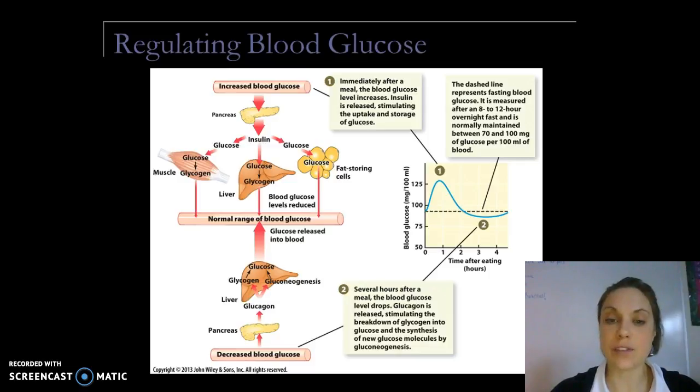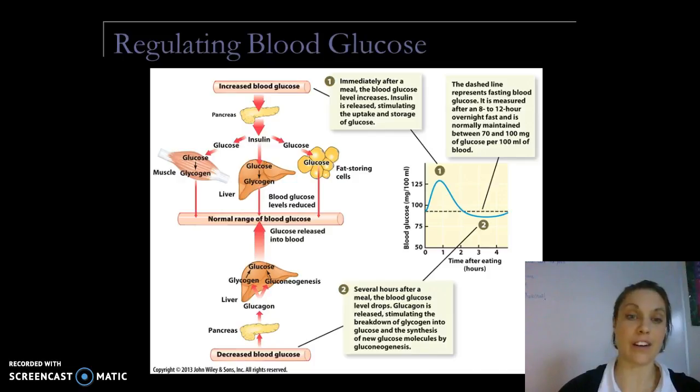Several hours after a meal, blood glucose level dips. This causes the pancreas to stimulate another hormone called glucagon. Glucagon then reports to the liver, where glycogen goes through gluconeogenesis to create glucose and release glucose back into the blood to normalize blood glucose levels again. In a healthy individual, this is happening all the time after a meal without us having to think about it at all.